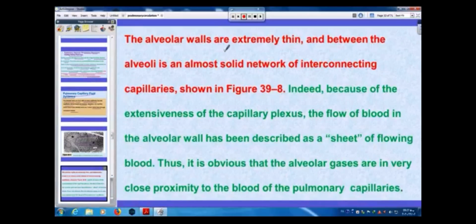The alveolar walls are extremely thin, and between the alveoli is an almost solid network of interconnecting capillaries, as shown in the figure. Indeed, because of the extensiveness of the capillary plexus, the flow of blood in the alveolar walls has been described as a sheet of flowing blood. Therefore, it is obvious that the alveolar gases are in very close proximity to the blood of the pulmonary capillaries.